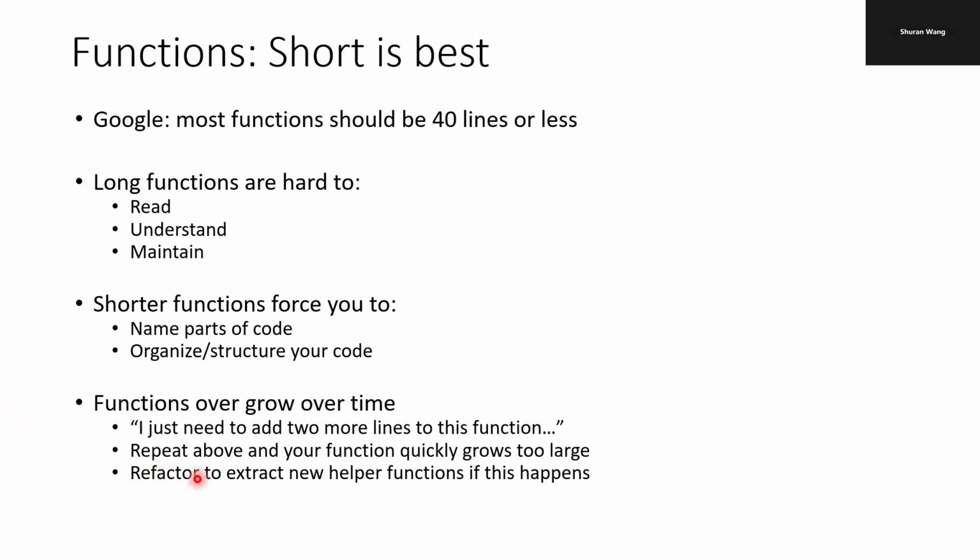So yeah, your function will quickly grow too large, so refactor to extract new helper functions if this happens. Then you can save 5 to 10 lines into a helper function, and in this specific function, just 1 line calling that helper function. Yep.